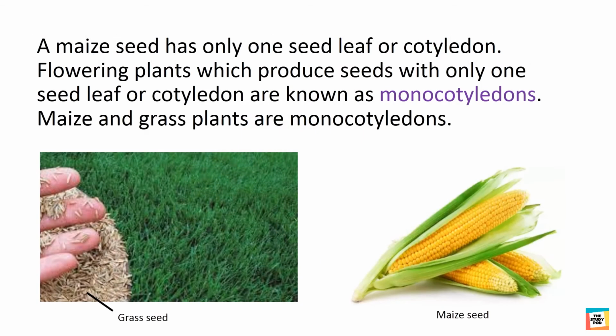A maize seed has only 1 seed leaf or cotyledon. Flowering plants which produce seeds with only 1 seed leaf or cotyledon are known as monocotyledons. Maize and grass plants are monocotyledons.